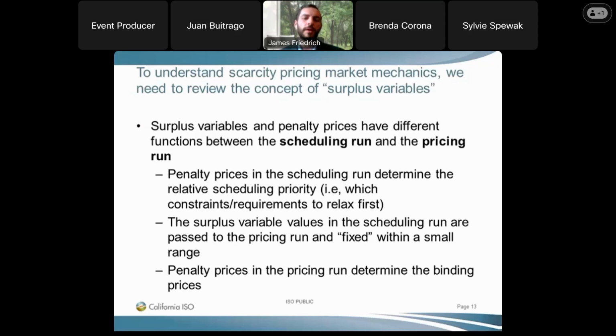In other words, it means which constraints or requirements to relax first in priority order. So the actual dollar value of the penalty prices in the scheduling run doesn't matter all that much other than to establish scheduling priority. What really matters for penalty prices in the scheduling run is the hierarchical order of those prices. Now, if the scheduling run solves and shows no surplus variables take value, then that's passed on to the pricing run. But sometimes when constraints are relaxed, those surplus variables do take value in the scheduling run, and they're passed into the pricing run and essentially fixed within a small range.